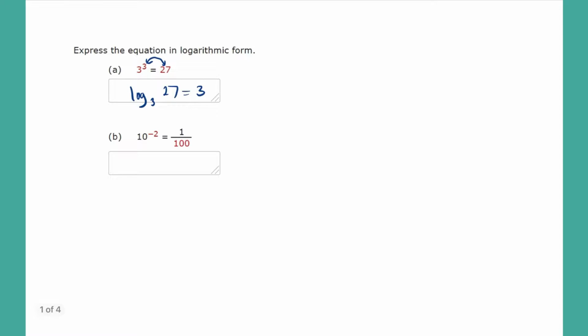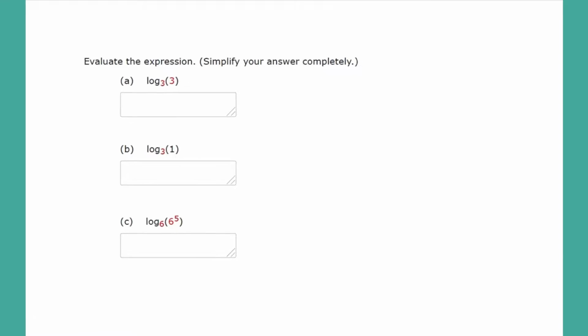Same thing here. The base is 10, and we switch these two numbers. So you can write 1 over 100 in parentheses and a -2 on the opposite side. All right, let's move on to the next problem.